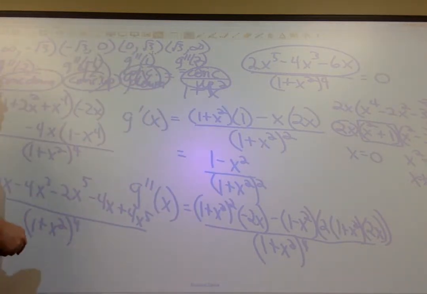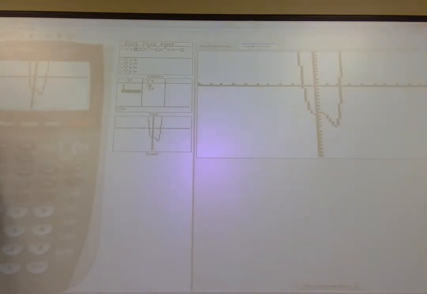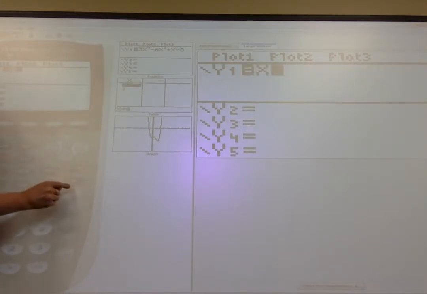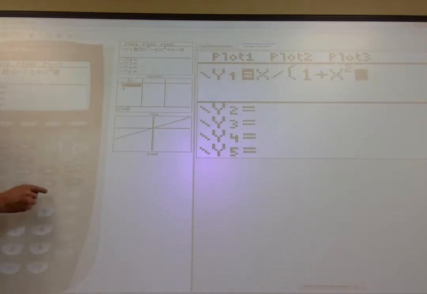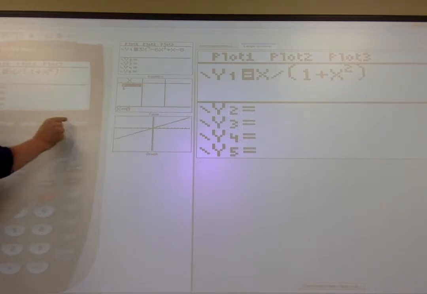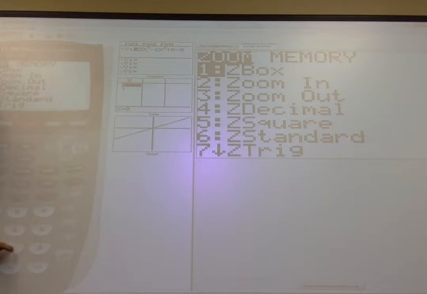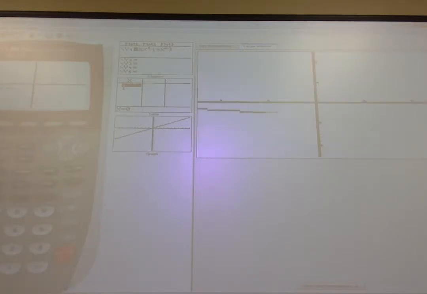I've written over my original, it's x over 1 plus x squared, right? X divided by parentheses 1 plus x squared. That took it all, didn't it? That's good. If I leave it on a standard window, zoom 6, I'm going to zoom in once. Look at that.